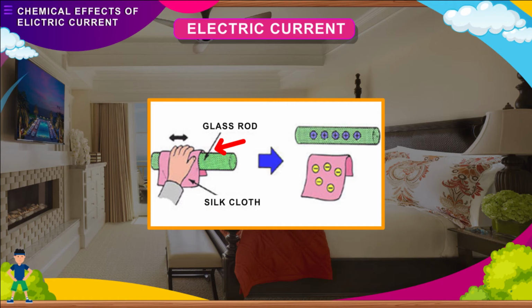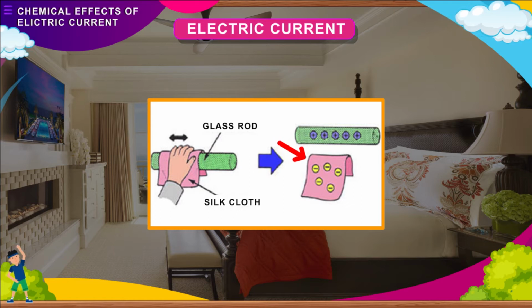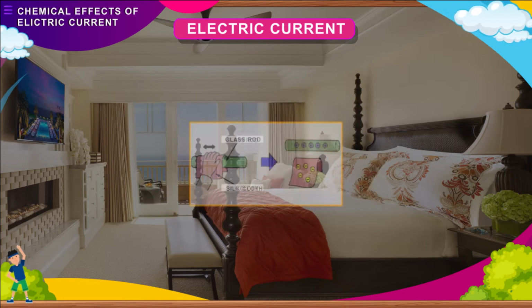When a glass rod is rubbed on a piece of silk, some electrons from the glass rod get transferred to the silk cloth. Thus, the glass rod becomes deficient in electrons and acquires a positive charge. The silk cloth gains excess electrons and acquires an equal negative charge.